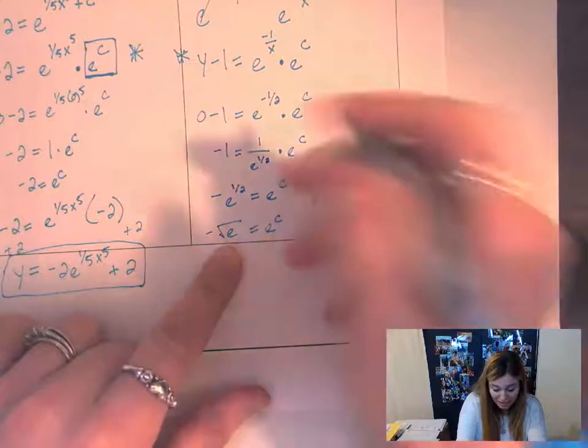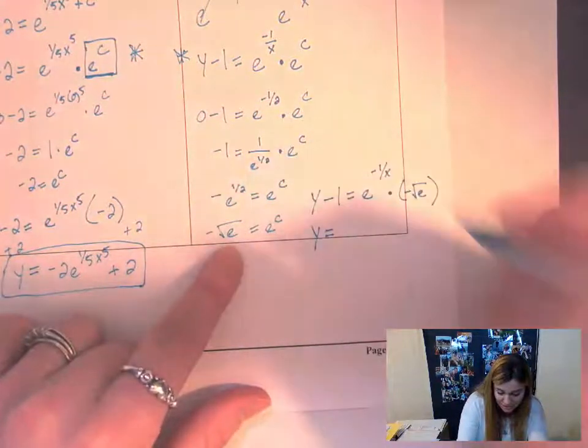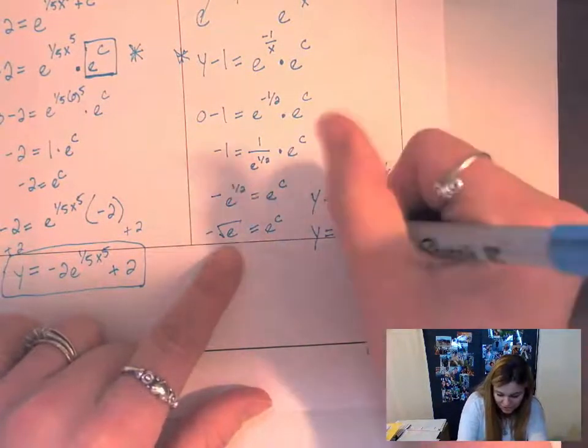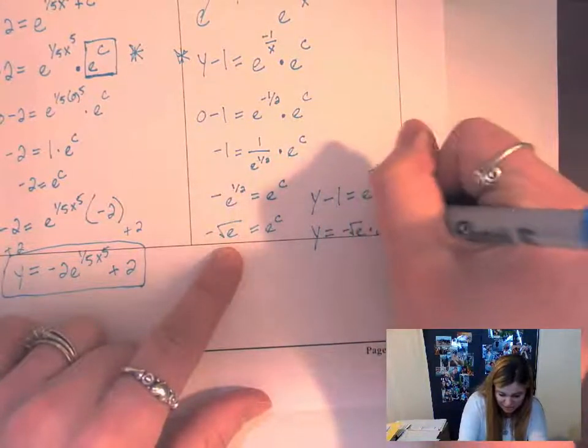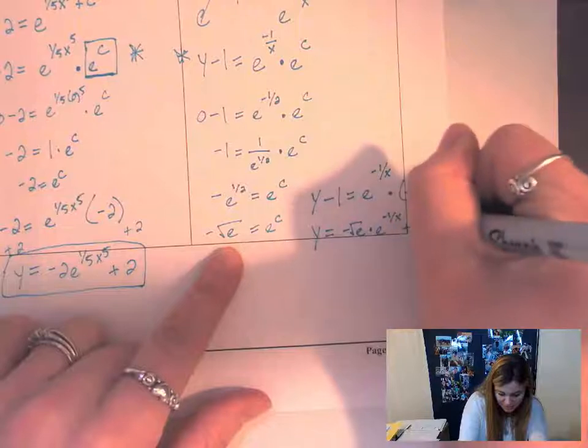The last step is just to add 1 on both sides. So I'm going to write this negative square root of e, because I can, times e to the negative 1 over x plus 1.